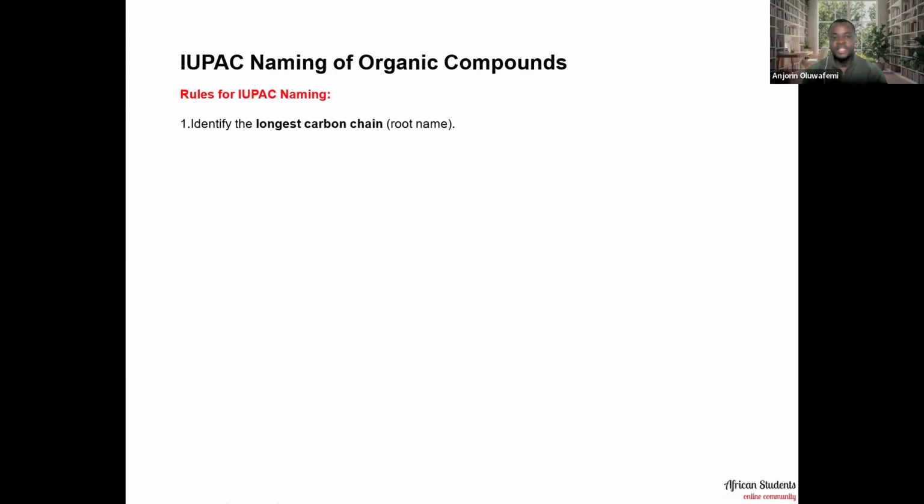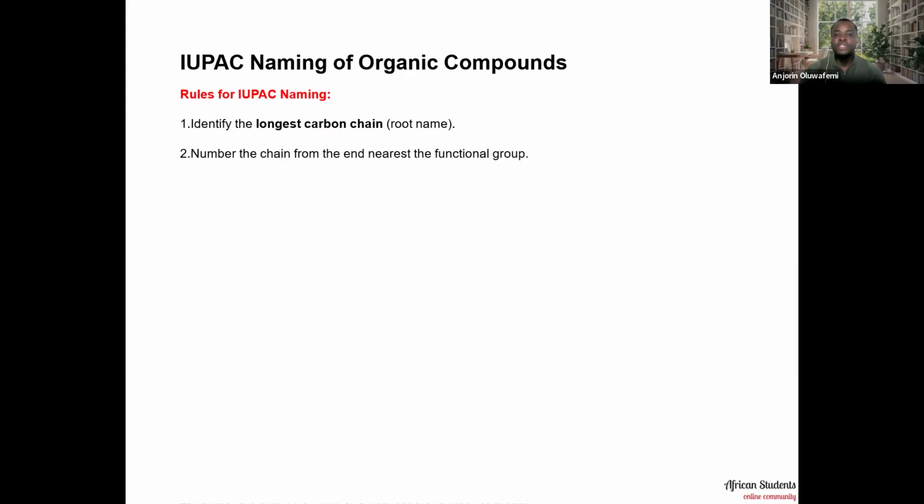Number one, identify the longest carbon chain. This is a very, very basic and fundamental rule in naming any organic compound. You must first identify the longest carbon chain, and that will also inform the root name of the particular compound that you're dealing with. Okay.